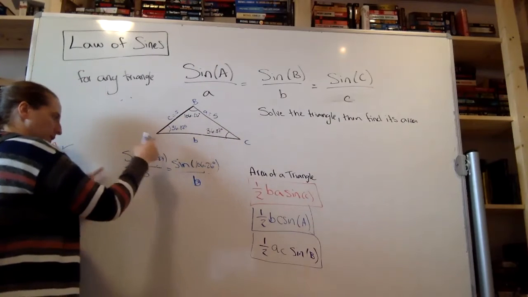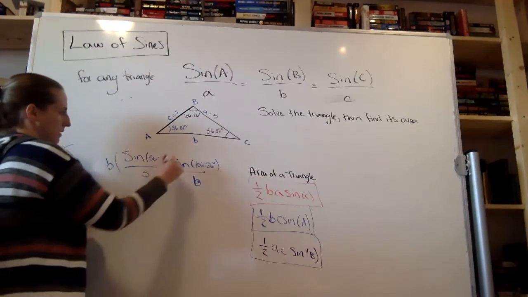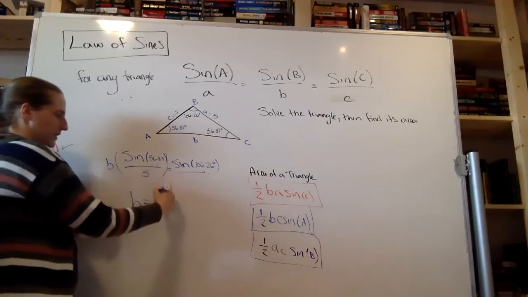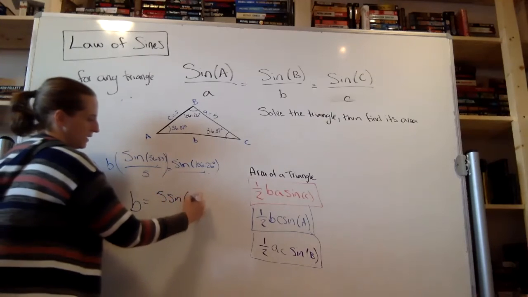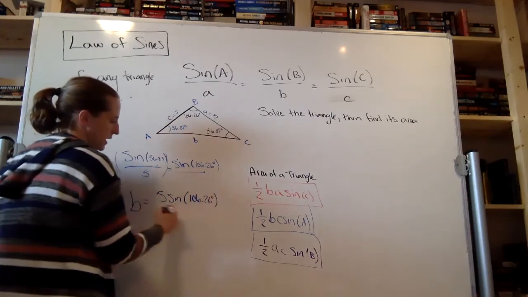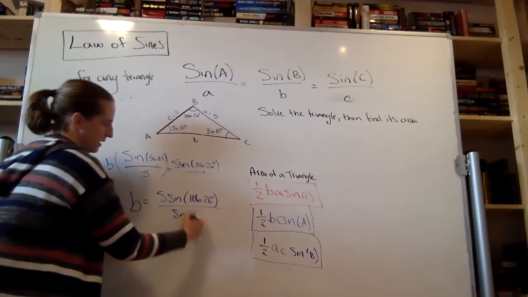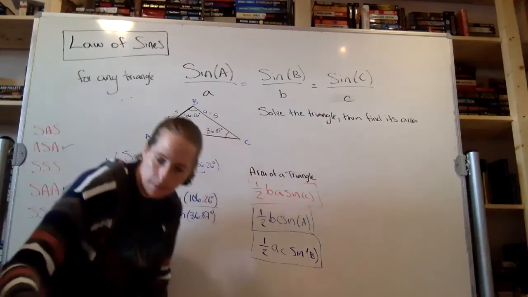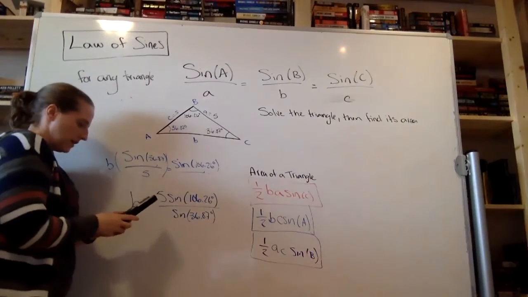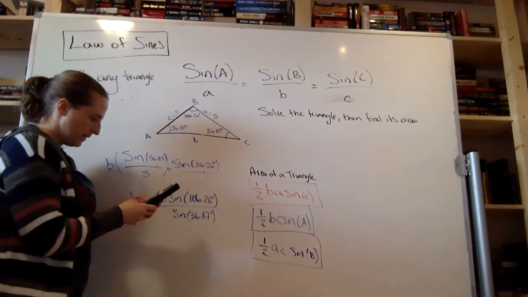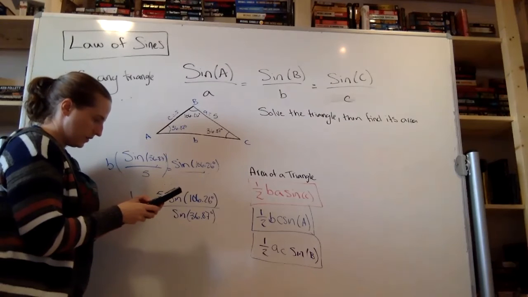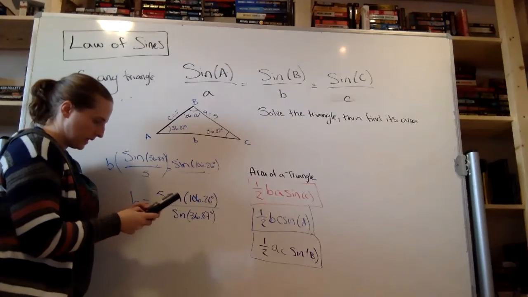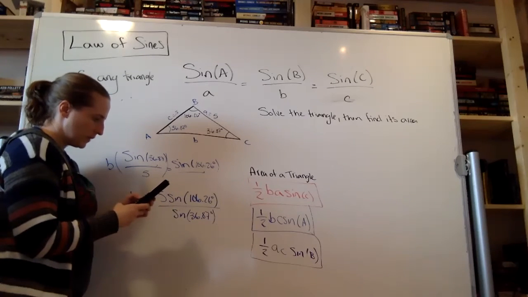To solve for little b, I'd multiply both sides by little b. That gets rid of little b on the bottom here. And then to get b by itself, I'd multiply both sides by 5. So 5 times sine of 106.26 degrees, and then divide by sine of 36.87 degrees. I'm going to go ahead and put that in my calculator, double checking that my calculator is still in degrees. It is. So 5 times sine of 106.26 divided by sine of 36.87 gives me 7.99999.